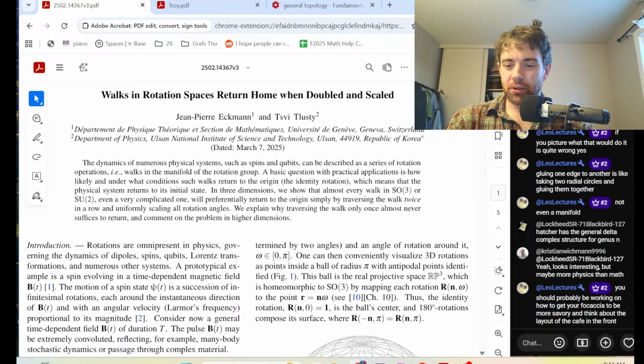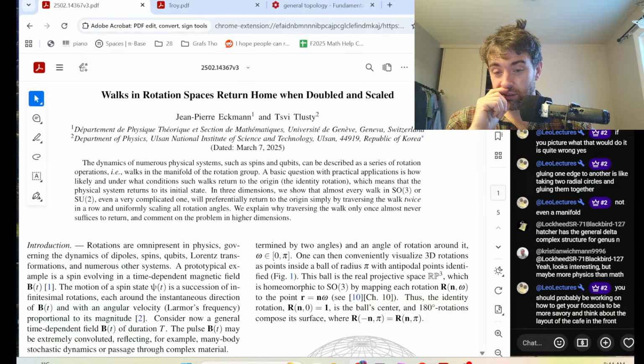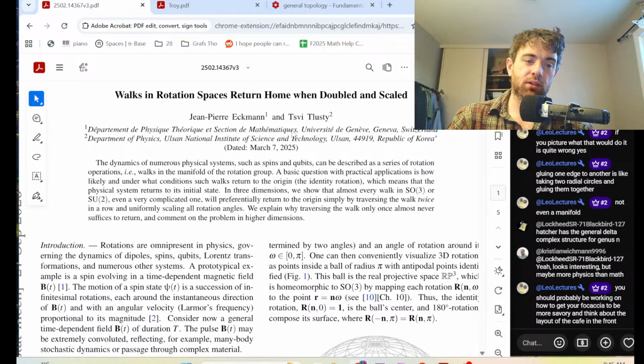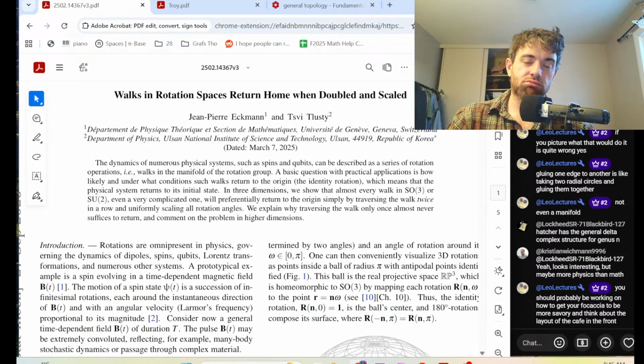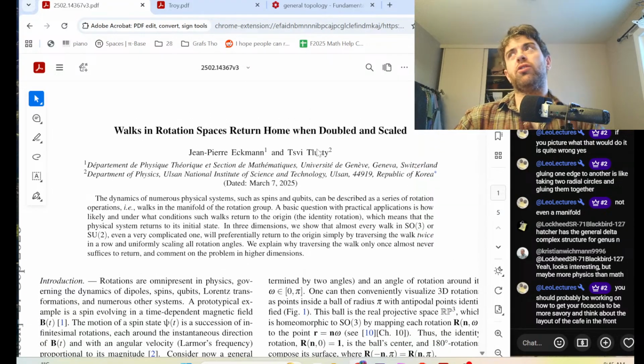I should probably be working on how to get my focaccia to be more savory. And think about the layout of the cafe in front. I think I'm pretty happy with my focaccia, to be honest. Should I think about the layout of the cafe in front? Yeah, probably. But I think I'm happy with where my focaccia making skills are at. Actually, I haven't made any for a while. I should probably make some.